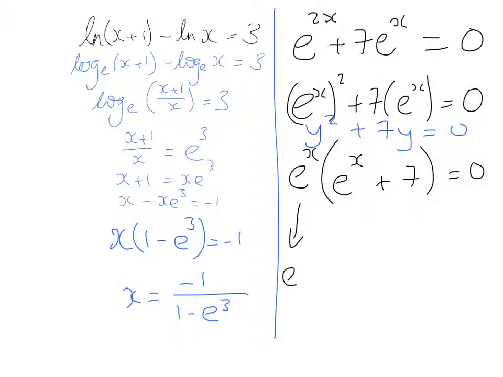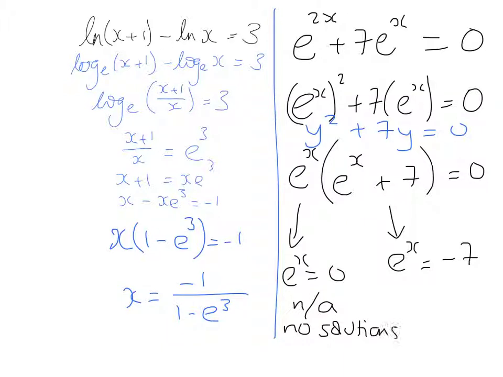Okay, so either e to the x is 0 or e to the x is minus 7. Oh, this is very sad because e to the x can never equal 0. No solutions there. And e to the x can never equal minus 7. No solutions there either. So that was sad. But normally, yeah, you can solve them. So it's exactly the same as C2, and you can check it on your calculator.